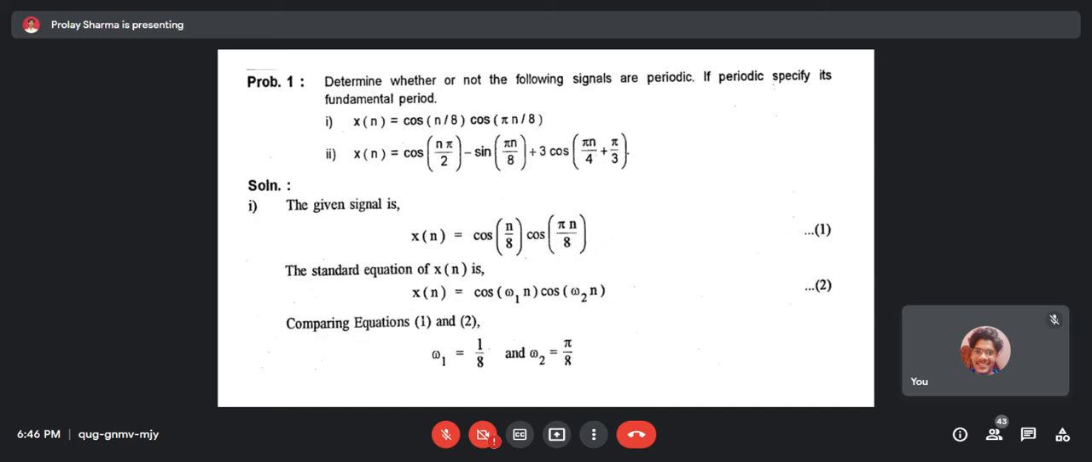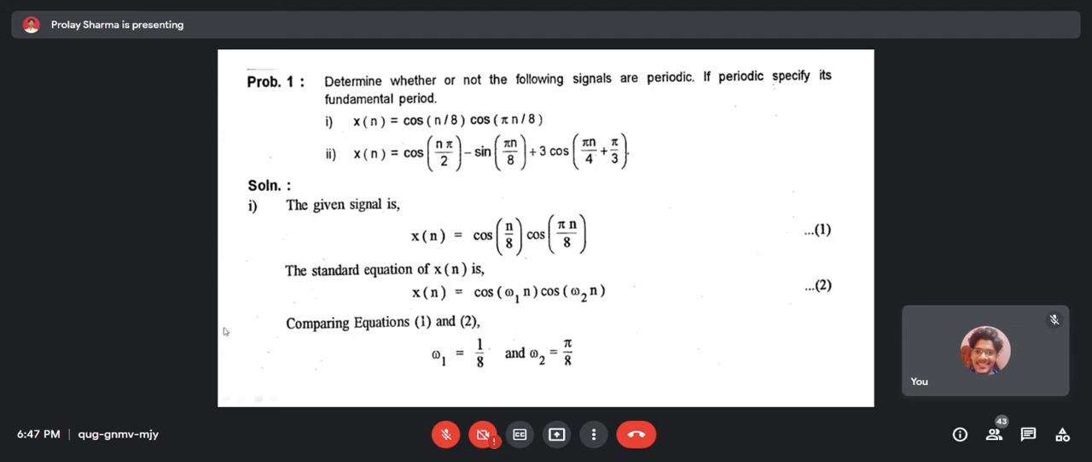Then we can take one example problem. First we have to determine whether the signal is periodic or non-periodic, and what will be the fundamental period of the signal. First example is x[n], the signal, which is defined like this: cos(n/8) times cos(πn/8).